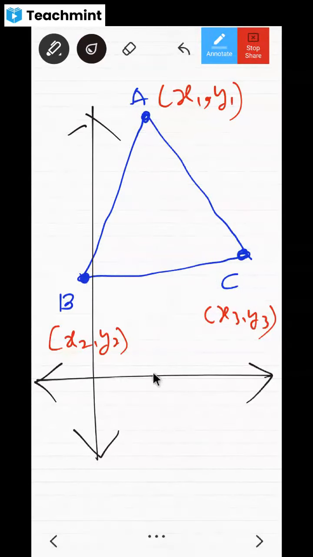Vertices with coordinates (1, 2), (3, 4), and (0, 3). Find the area of the triangle formed. It's very simple. First of all, you have to do it with the help of a diagram. Otherwise directly also you can do, but better to do with a diagram to get a feel of this.